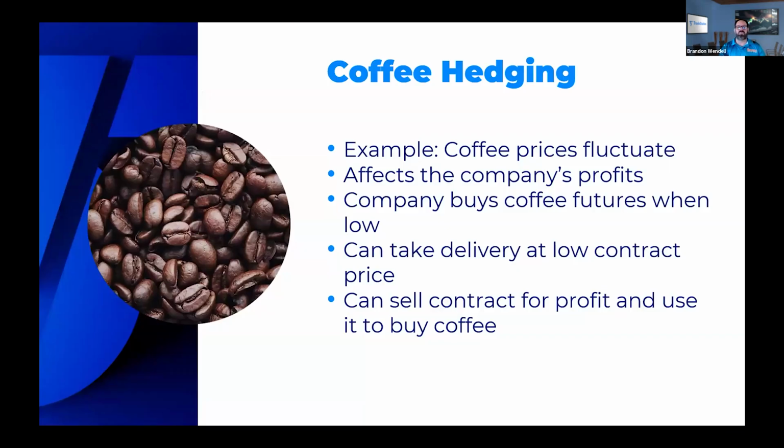So I kind of mentioned this one before. If a coffee company is worried, they could buy coffee futures when the value is low. They can either take delivery because they've locked in that they're going to receive at that price, or they can sell the contract for a profit if the value of coffee goes up, and use the profit to buy the coffee at a higher price. They didn't lose anything. They gained money to pay for the more expensive coffee.